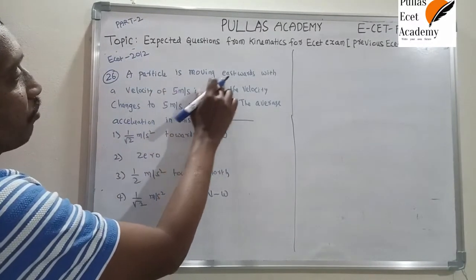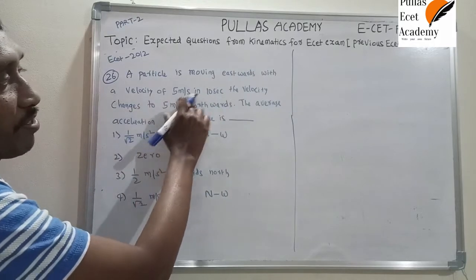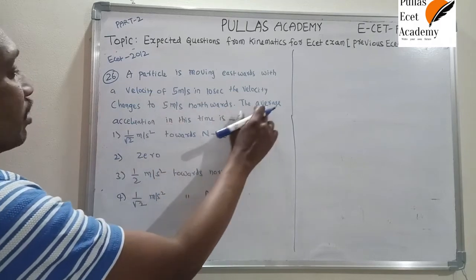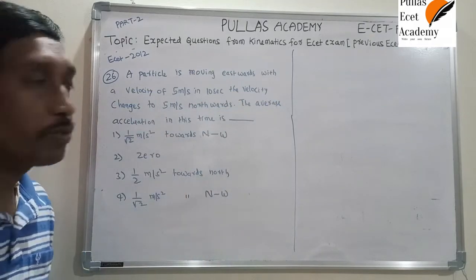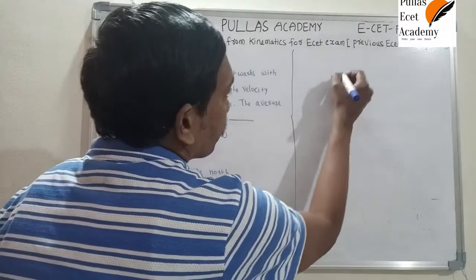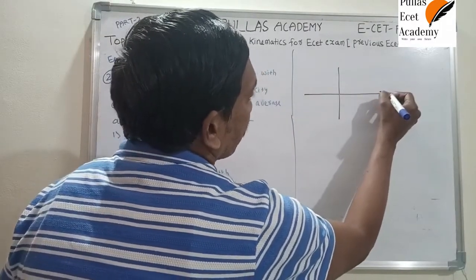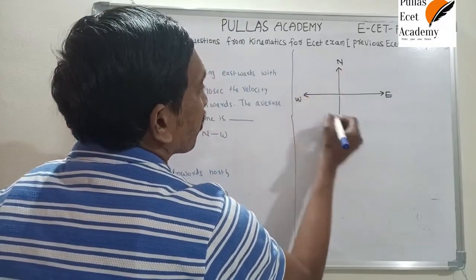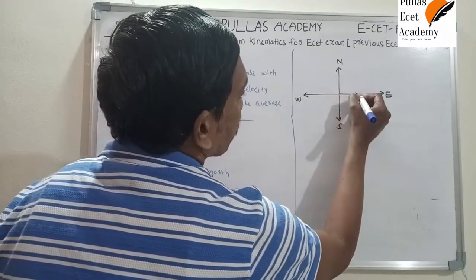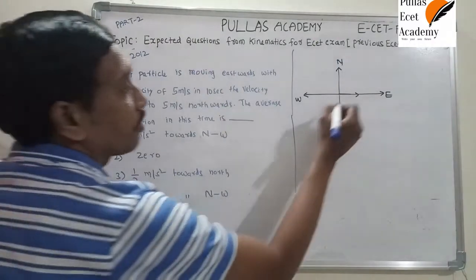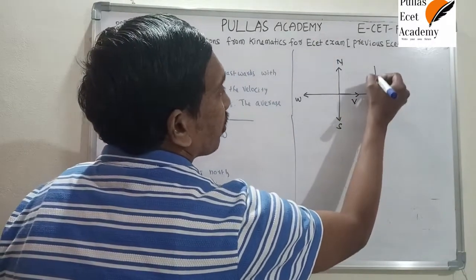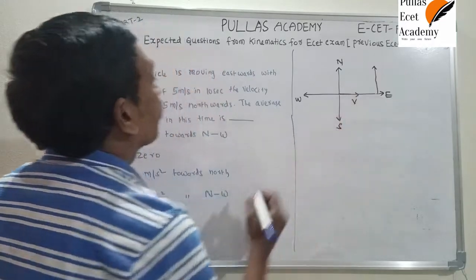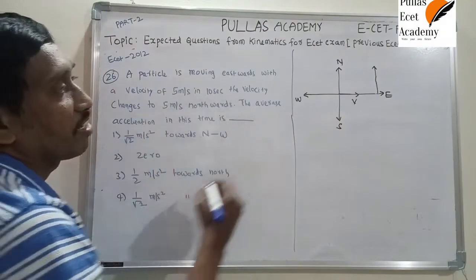The next question is repeated in the 2012 paper. A particle is moving eastwards with velocity 5 meter per second. In 10 seconds the velocity changes to 5 meter per second northwards. The average acceleration is asked. So it's a very important question. In this way we have to understand the direction. Suppose this is the east direction, this is the north direction, this is the west direction, this is the south direction. First this body moves along the east direction with velocity v. After that it is moving along the north direction. Finally, here it asks for the average acceleration.